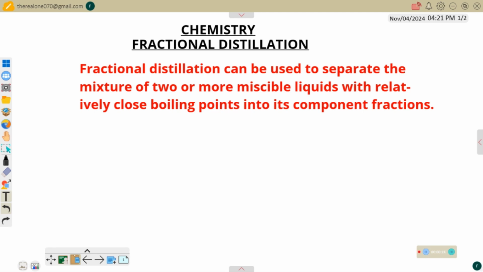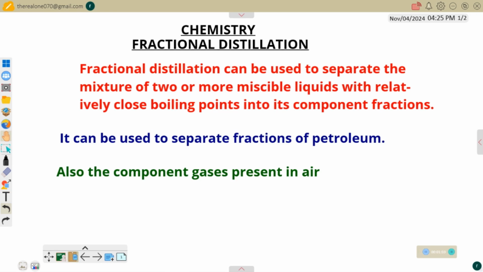For simple distillation, we can use it to separate miscible liquids that have a wide boiling point difference. But here, the liquids in the mixture have close boiling points. This method is widely used in industries, such as refinery industries, to separate the fractions of petroleum. It is also used in industries where they recover nitrogen from air, to separate the fractions of air.